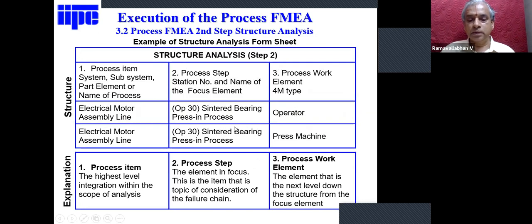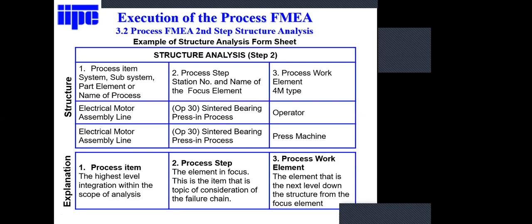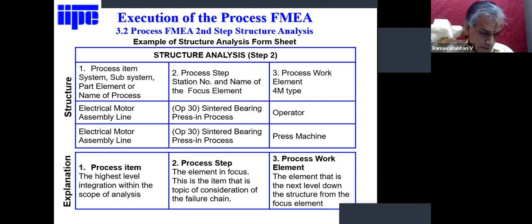The 30th process step is the sintered bearing press-in process. Sintering is a process where the metal will be in the form of powder, for the people who may not know, I'm just explaining. It will be compressed under certain conditions, and by that the bearing will be made, since such bearings cannot be properly machined. So there is a sintered bearing, and press-in is the process step. This is the work element: you have operator, you have machine. Now we are at this stage.